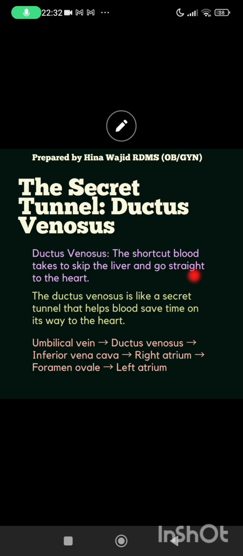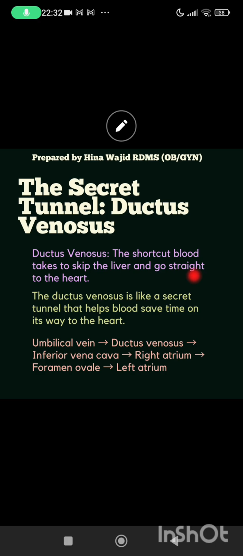So blood coming from the umbilical cord further gives a branch, the umbilical vein, and this umbilical vein joins the ductus venosus. So this ductus venosus takes the blood straight to the IVC that drains into the right atrium. So it's a shortcut route.